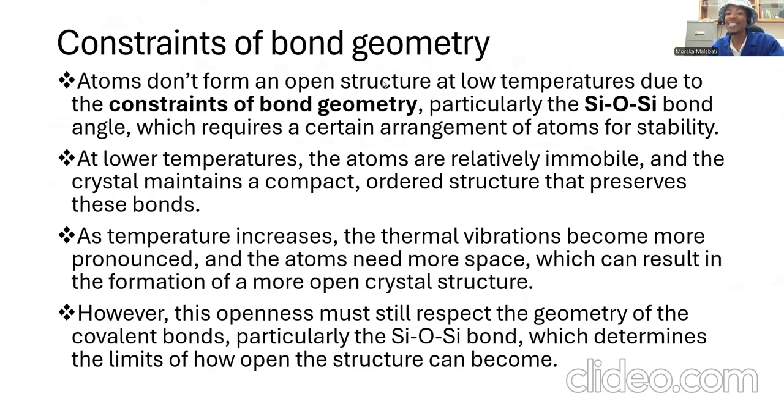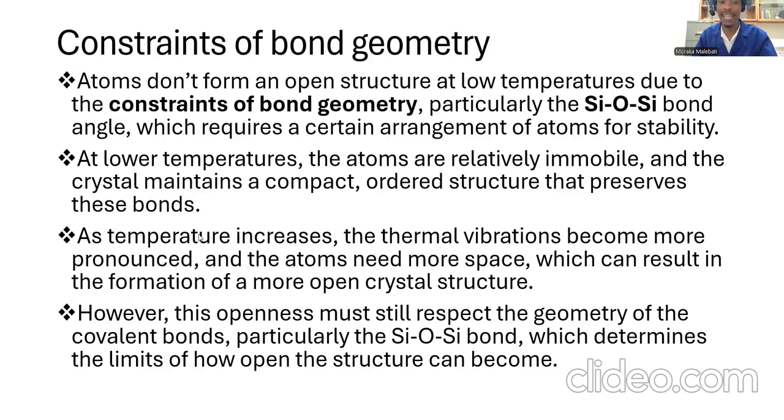Atoms don't form an open structure at low temperatures, because they are going to be highly compacted and closely spaced. But immediately when you increase the temperatures, you are forcing the atoms to start to vibrate and move away from each other, making that particular mineral less stable, or less compacted, and then it will become less dense.